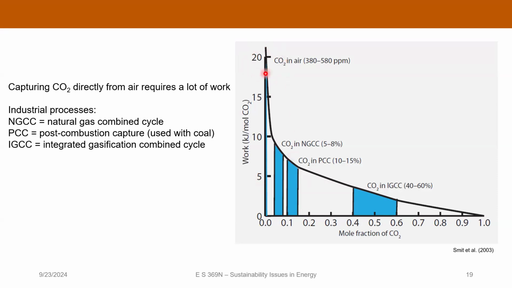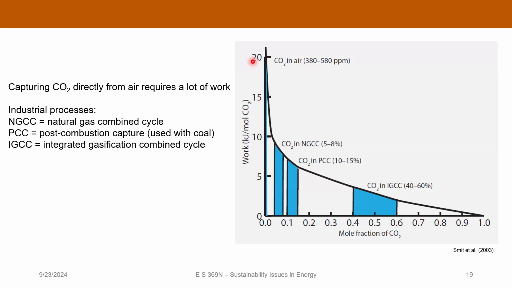If you get up here for doing direct air capture from the ambient air, remember we're at about 420 parts per million right now. That dramatically increases the amount of work that you have to do. And so there is a thermodynamic issue with doing direct air capture, which is that you simply cannot get away from the fact that it just takes a whole lot more work to separate that gas than it does to capture it at its point of generation.